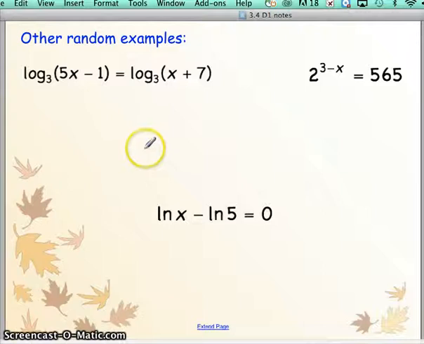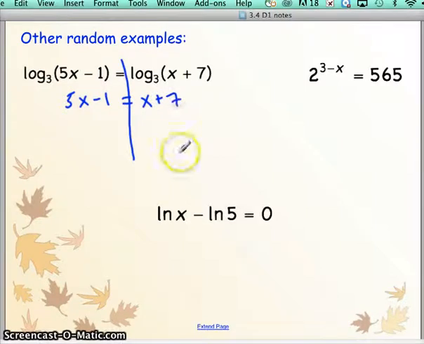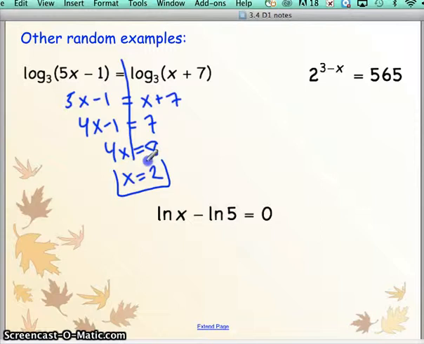These are just some other quick examples. With this one, I've got log base 3 on both sides of the equal sign. So I can just set 5x minus 1 equal to x plus 7 and solve that really quickly. I can subtract x over, and then I can add a 1, and then divide by 4, and I get x equals 2. Very quick problem.